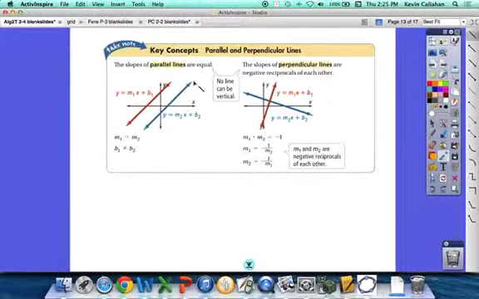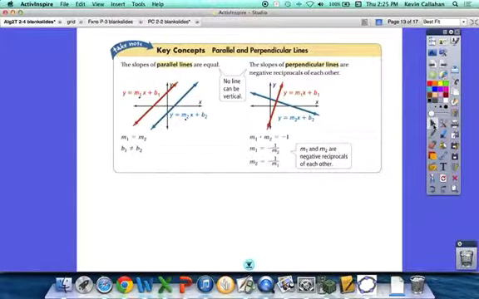Parallel lines have the same slope. If one has a slope of m1 and the other has a slope of m2, they're equal: m1 equals m2. What does it mean for two lines to be perpendicular? They intersect at 90-degree angles, right angles. That's what it means for two lines to be perpendicular.